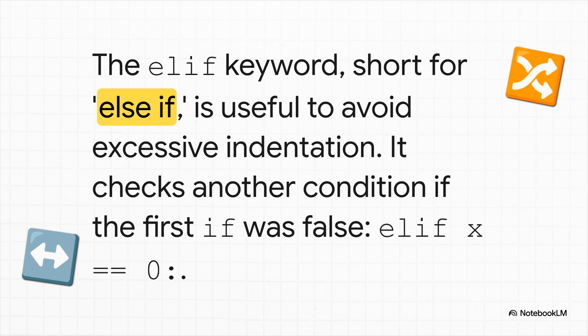Okay, but what if you have more than two options? What if there are 3, 4, or 5 different paths? That's where elif comes into play. It's just short for else if. You can chain as many of these as you need, each one checking a new condition. The really important thing to remember is Python stops at the very first one that's true and runs that block.